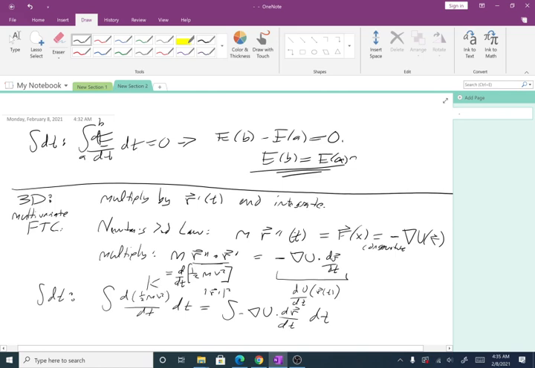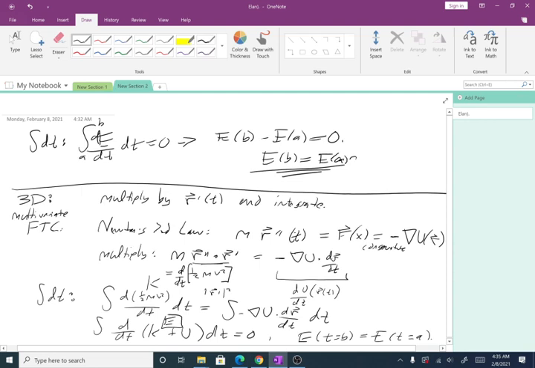So let me just call this K. So that means the integral of the time derivative of K plus U will be 0. This, of course, is the total energy. So in other words, E at t equals b is E at t equals a. So really, it's a very similar idea, and it's because of this step here, the fact that this is equal to a time derivative of the potential. This is where we'd use the conservative condition.